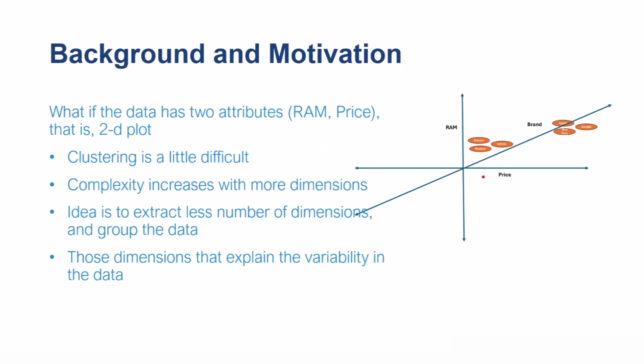More specifically, if you have only 2 dimensions, then you can very well plot on a 2D plot easily, like we are doing right now. So this is called dimension reduction, and for this dimension reduction we require the help of PCA analysis.